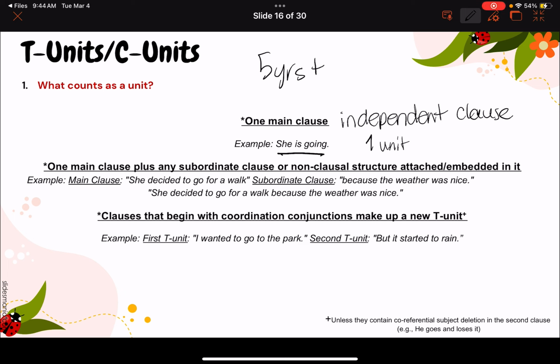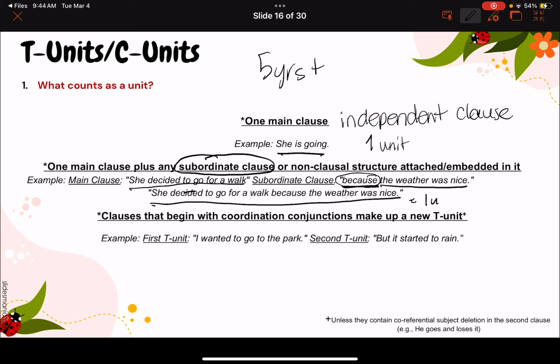Another thing that would count is 1 main clause plus any subordinating clauses or non-clausal structures that are embedded in it. So a lot of you are like, what the heck does that mean? So here we go. Here's a main clause. She decided to go for a walk. That's a full sentence. Our subordinating clause, so subordinating conjunction. If you don't remember subordinating conjunctions, make sure you look into those. Because the weather was nice. That's a subordinating clause started by a subordinating conjunction. So the whole phrase is she decided to go for a walk because the weather was nice. That also equals 1 unit.